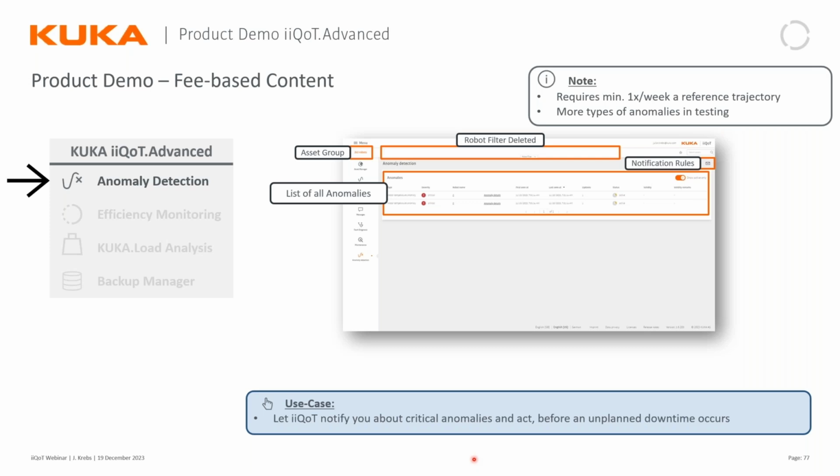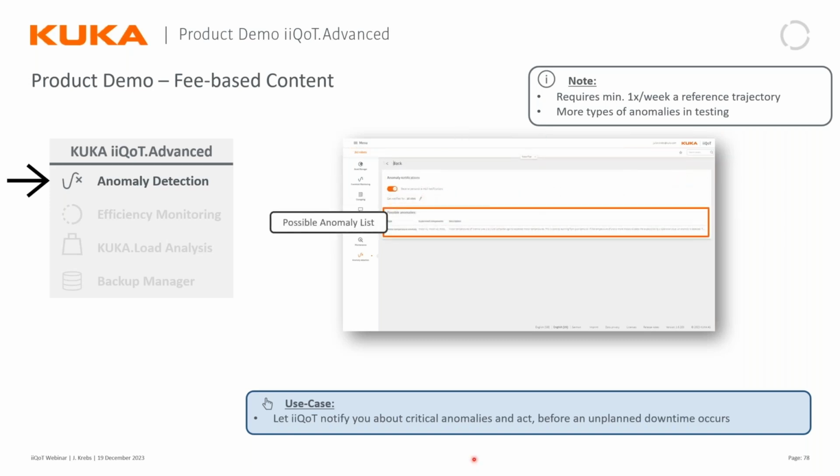These anomalies, of course, I need to be notified about in order to act on them. So I click here on the top right on notification rules, and it will show me all possible anomalies. Right now there's only one because we just launched it, but there will be more anomalies, mechanical and on the cabinet side, coming in the next quarter. We're already testing a lot of different and more anomalies. And you as a user only click and say, yes, I want to be notified. That's it. And then the system will tell you what's up.